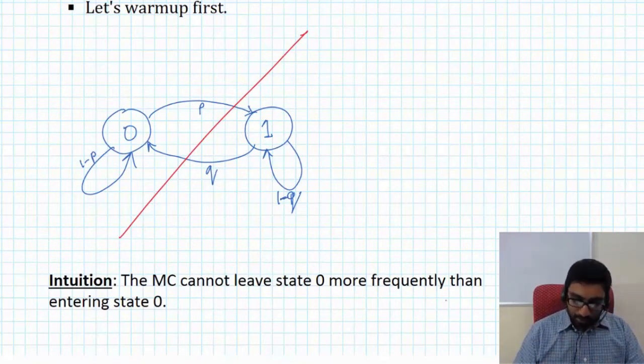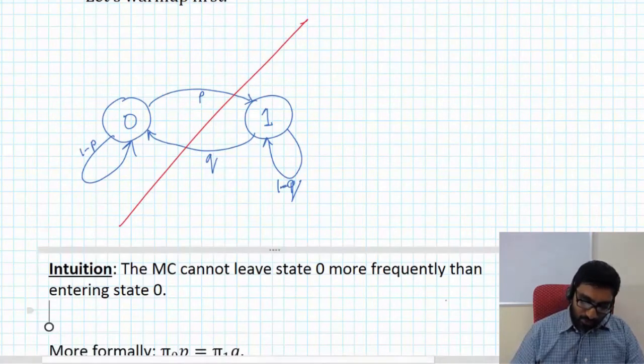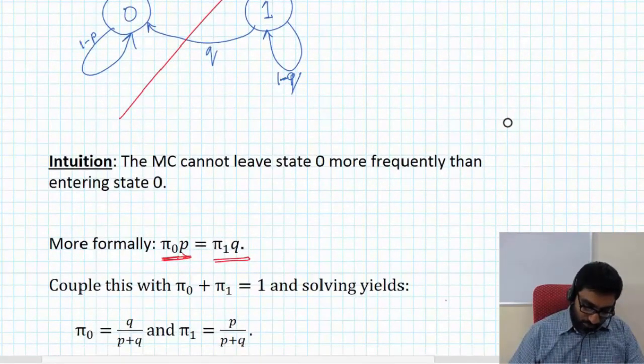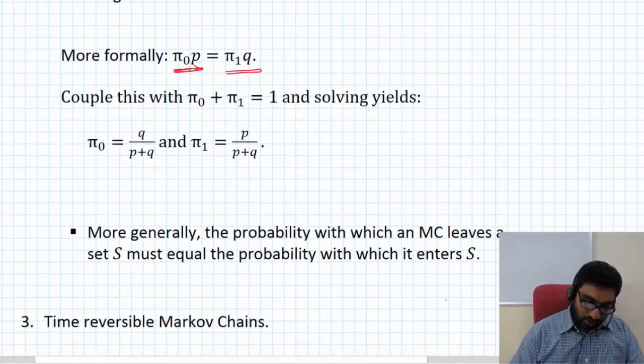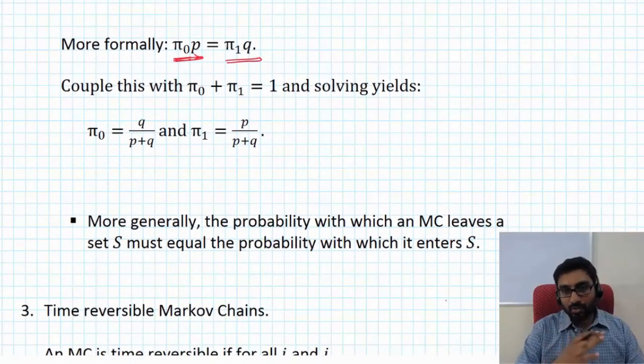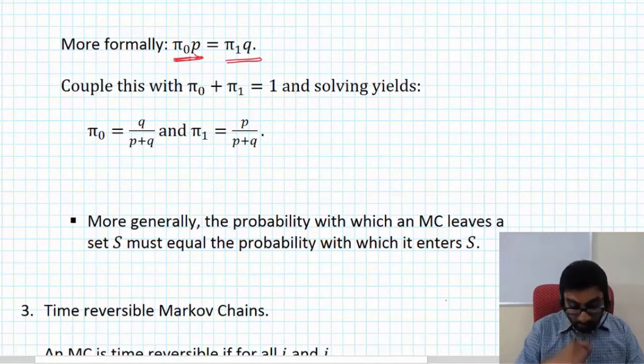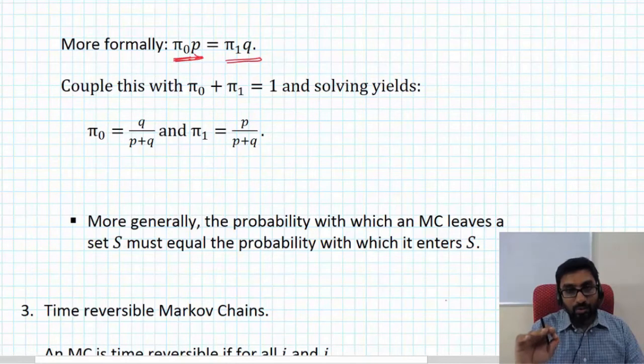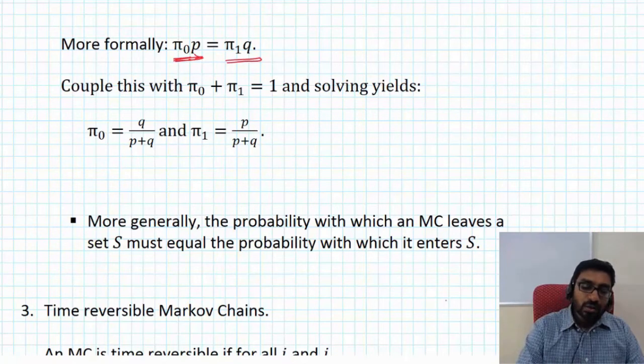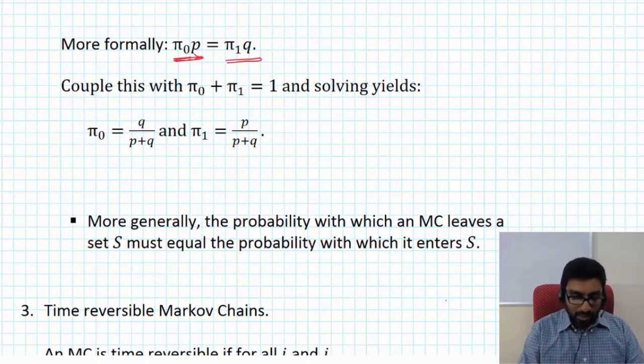And we can use that to actually compute the stationary distribution. So here's how to do that. The frequency with which the Markov chain goes from left to right and right to left can be captured by pi 0 times p. Pi 0 is the probability with which the Markov chain is going to be at state 0. And given that it's in state 0, it will move to the other side of the cut with probability p. And vice versa, pi 1 times q. And these two are equal, according to our intuition.